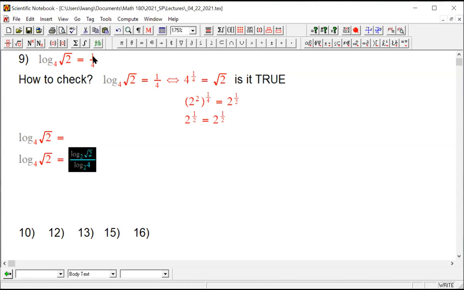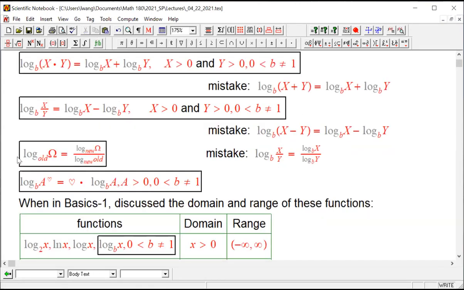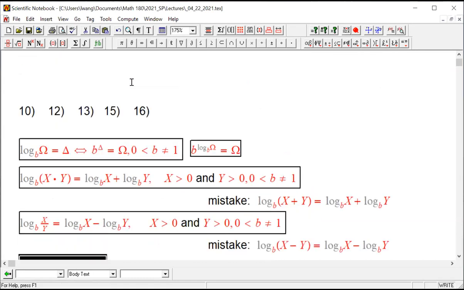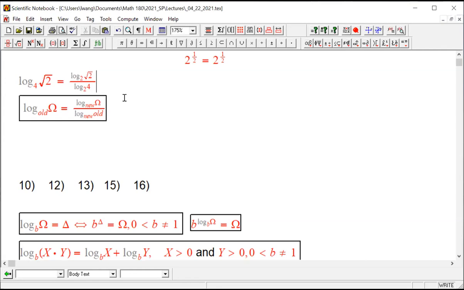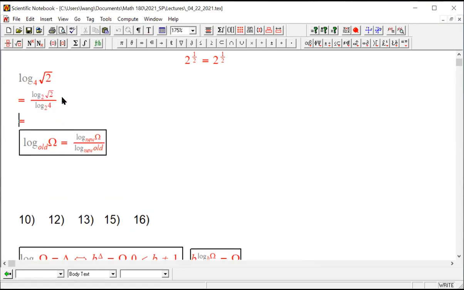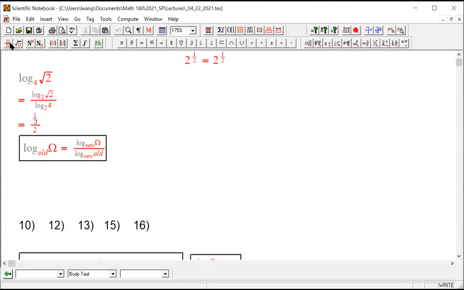So I'm using the change of base formula. I'm going to bring back the change of base formula. Do you follow me? Then everything is easier afterwards, isn't it? The bottom is 2, the top is half, and the answer is 1/4.